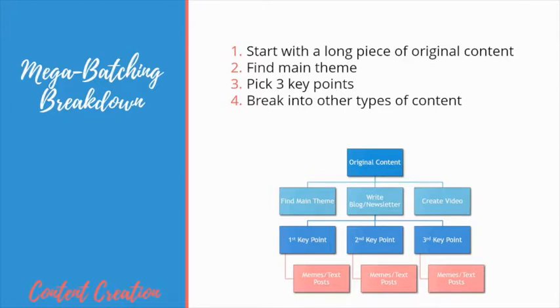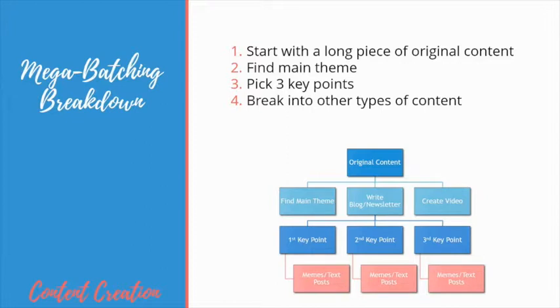Let me just give you a little bit of a breakdown of the mega batching process. So first, you're going to start with a long piece of original content. You're going to find a main theme, pick 3 key points, and then you're going to break that down into other types of content. So here on this chart, I'm showing you have your OC, your original content, and you're going to choose the theme.